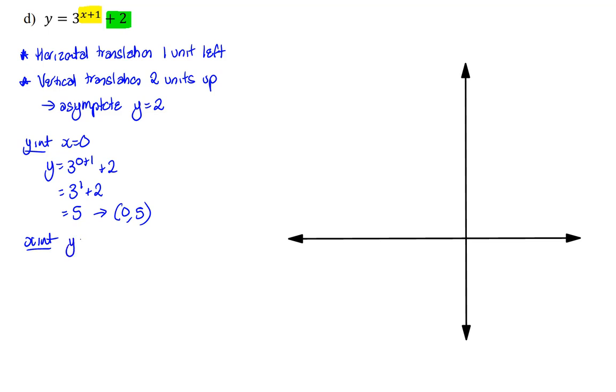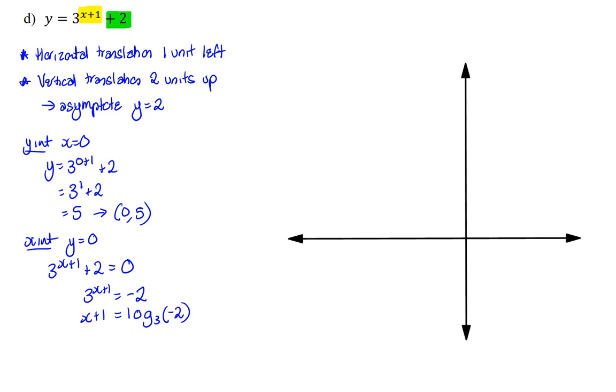The x-intercept is when y equals 0. So 3 to the x plus 1, plus 2 equals 0. 3 to the x plus 1 equals negative 2. Now, the only way to do this is to change to a log. So x plus 1 equals log base 3 of negative 2.